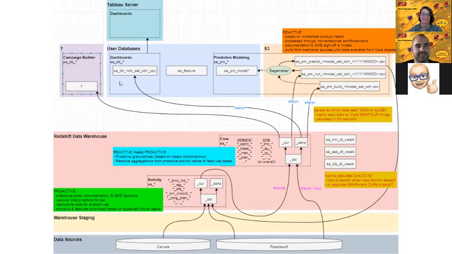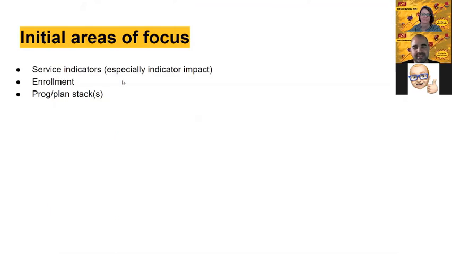And then very briefly, initial areas of focus. So we started with service indicator data, especially the service indicator impact, which we know we lose history in PeopleSoft. So that was an important one. We're looking at enrollment because we know enrollment records get deleted. So we want to make sure we capture that history accurately. And we're going to be doing the prog and plan stats because we know we lose data there. So we're really right now focused on not losing information as much as possible.